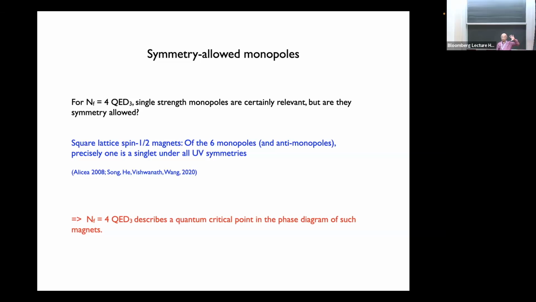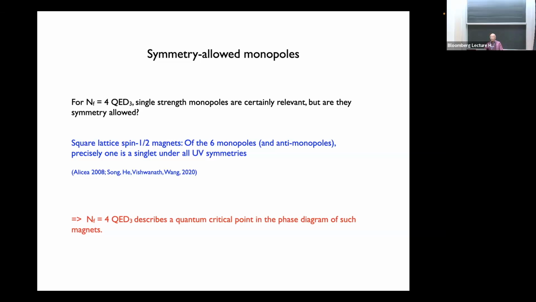Of the 6 monopoles, 3 of them rotate under SO3. They form a triplet representation of SO3. The other 3 form a singlet representation of SO3, but they are rotated under lattice symmetries. Lattice symmetries will change one to the other and so on, except for one of them, which is a complete singlet and should generically be added to the IR CFT.